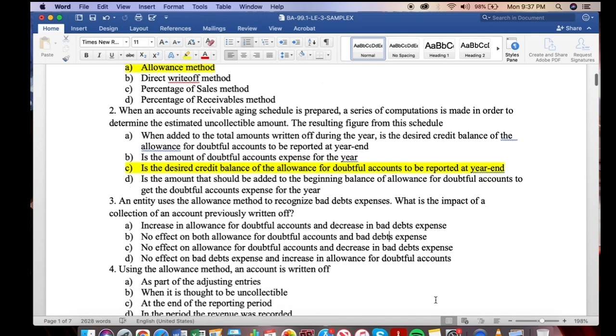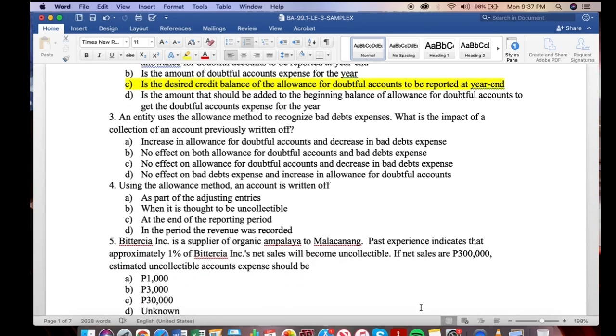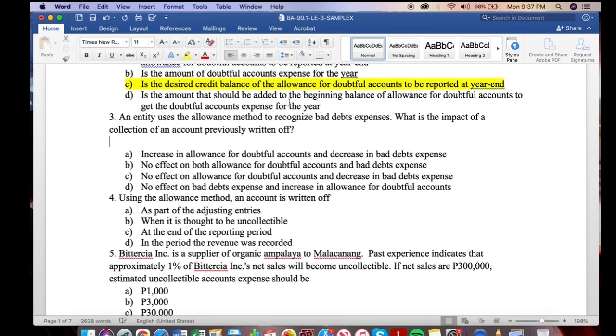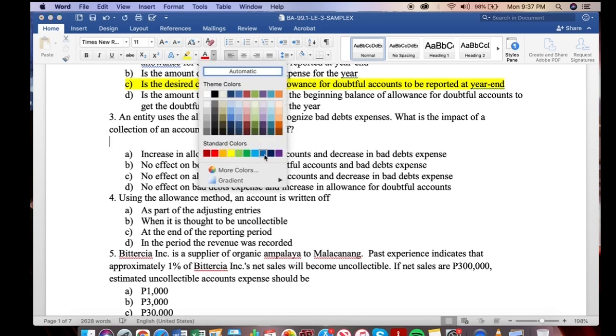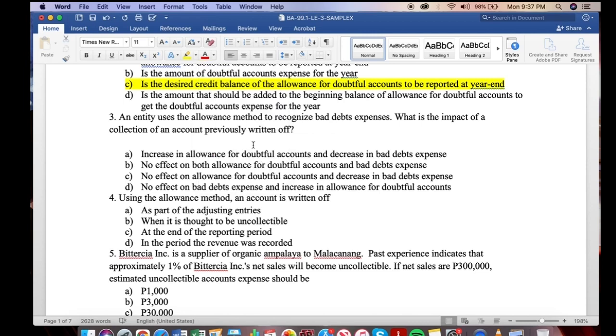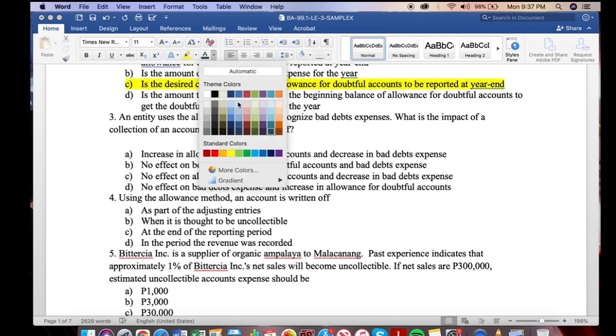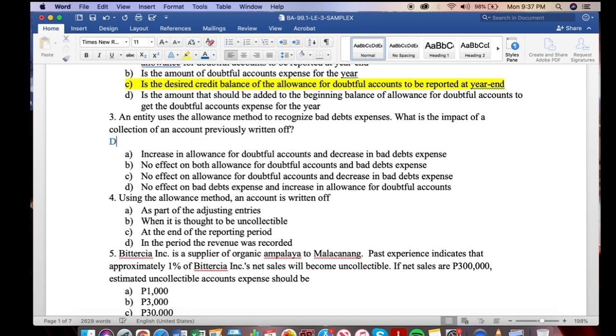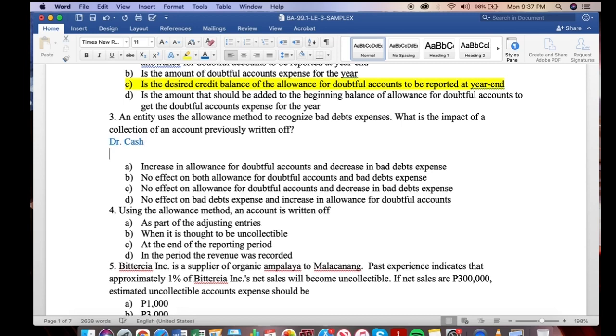Now, for number 3, an entity uses the allowance method to recognize bad debts expenses. What's the impact of a collection of an account previously written off? Please take note that a collection of an account previously written off is also called a recovery. The shortcut entry there is to debit cash and to credit ADA. That's the shortcut.